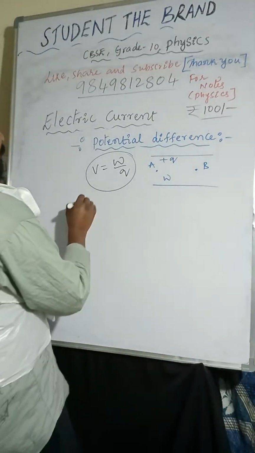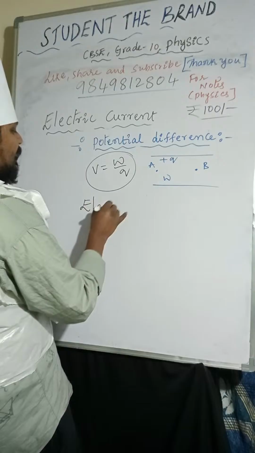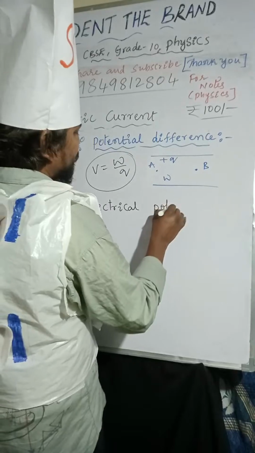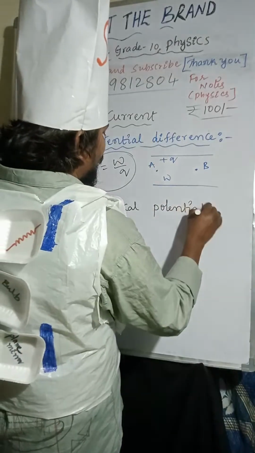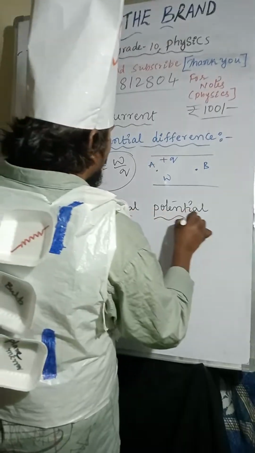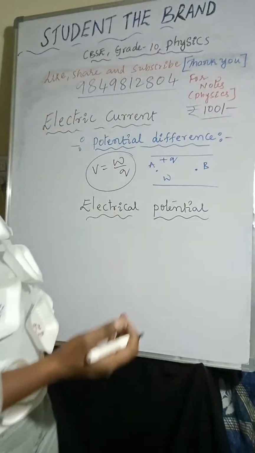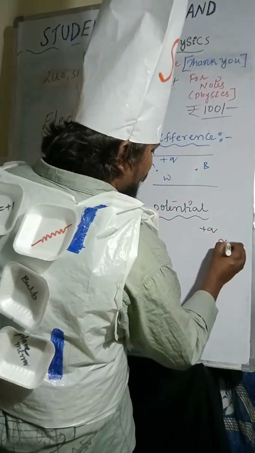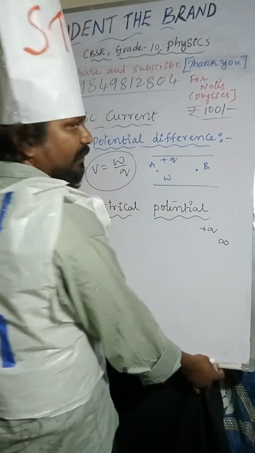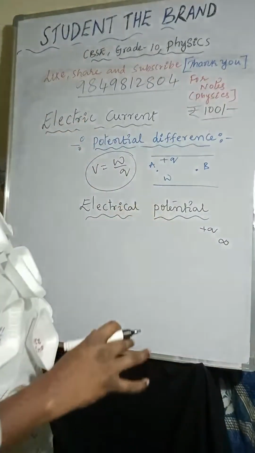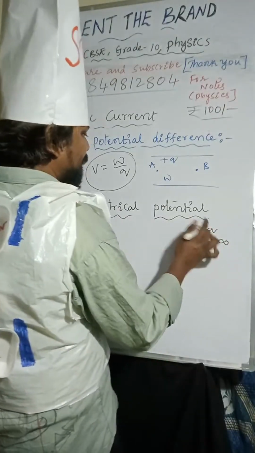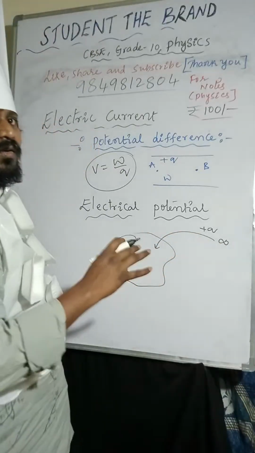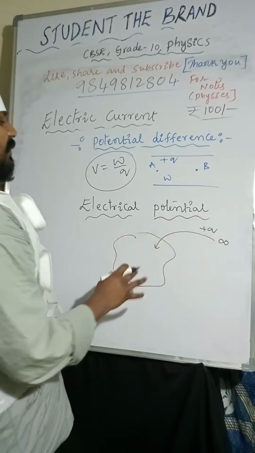Now electrical potential. Electric potential also we can say simply. Here we are taking a positive charge at infinity. We are doing some work to bring unit positive charge from infinity to the required field. This is the required field.